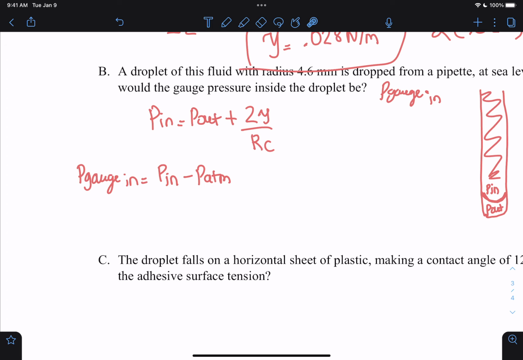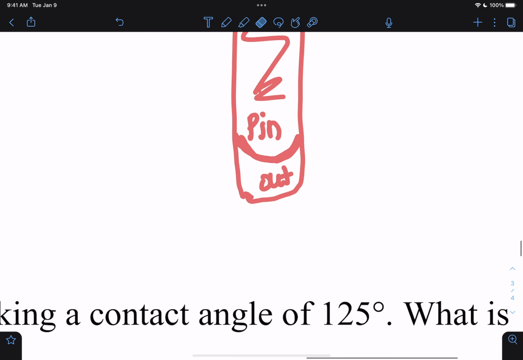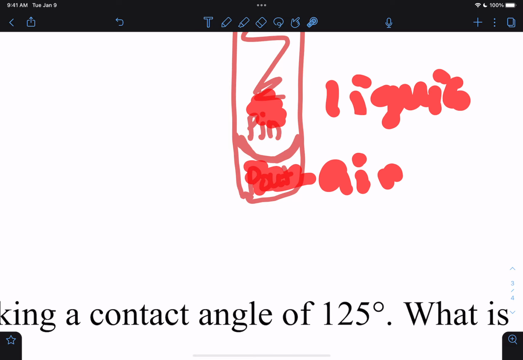So this absolute pressure on the inside minus the atmospheric pressure is essentially the same as P in minus P out, right? Because P out, the outer portion here, is the atmospheric pressure portion. This is the part that's in contact with the air. This is the liquid here. This is the air here. Air, liquid on the inside there, right?